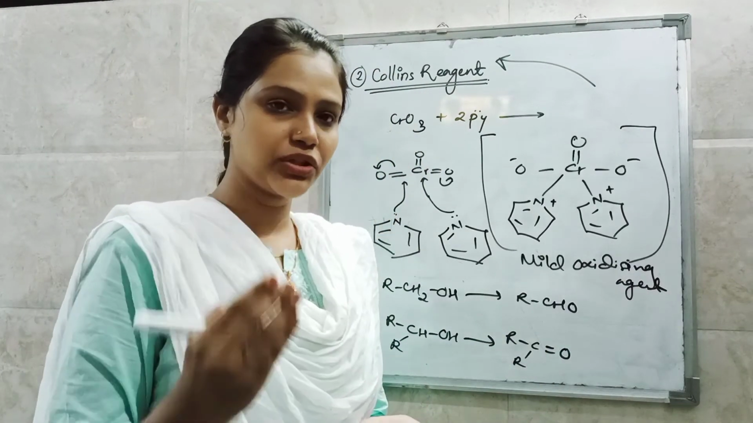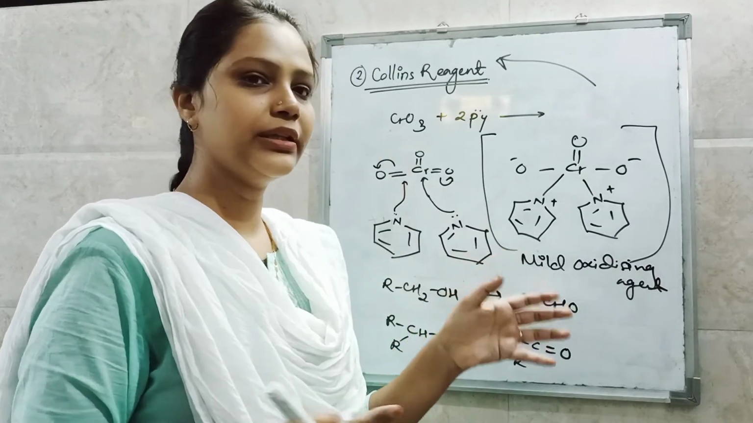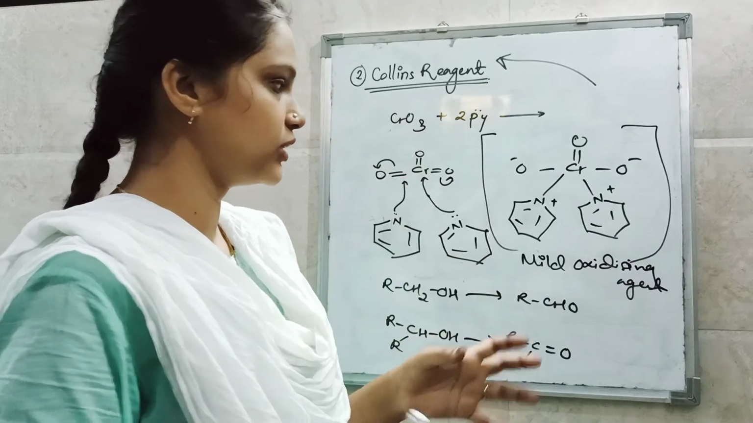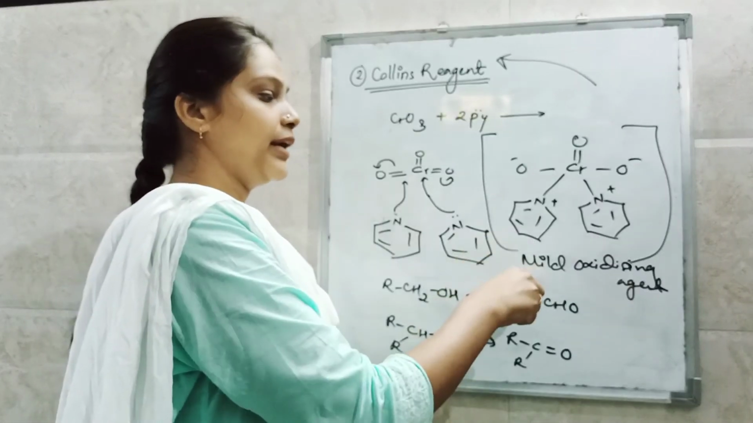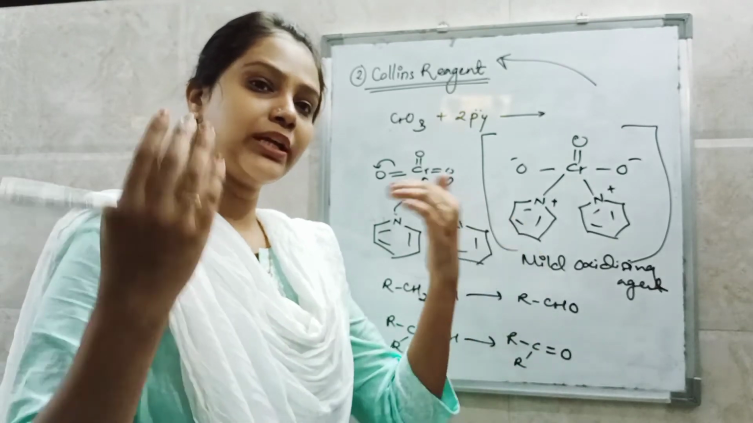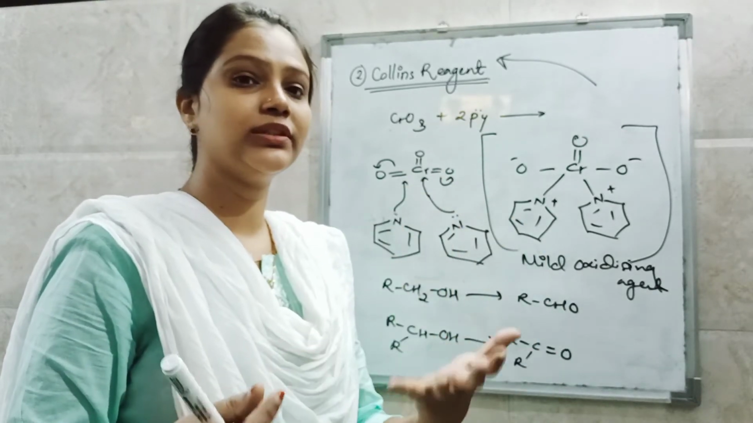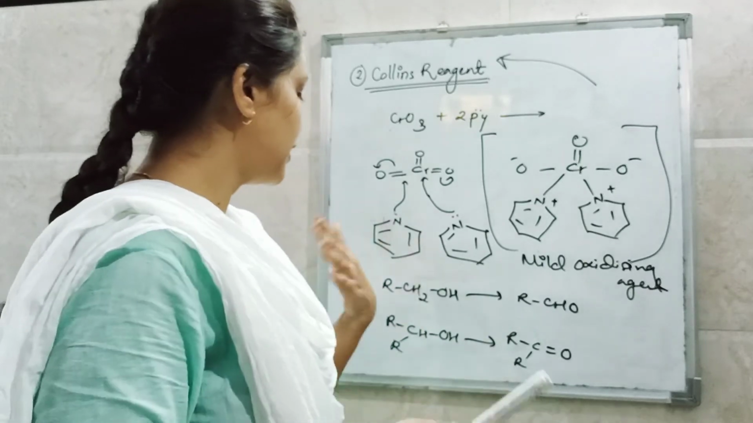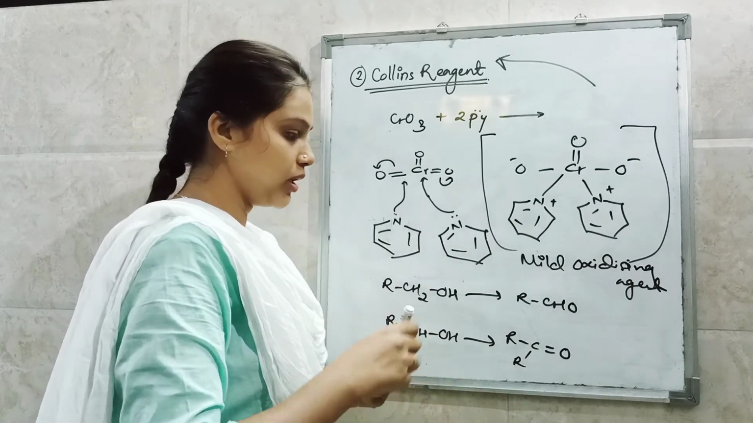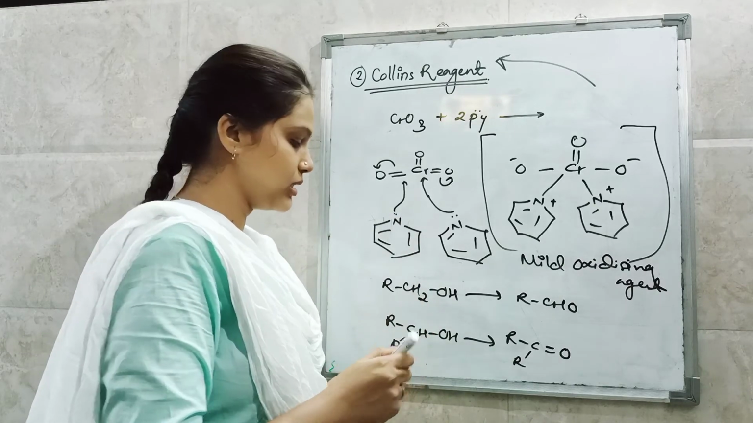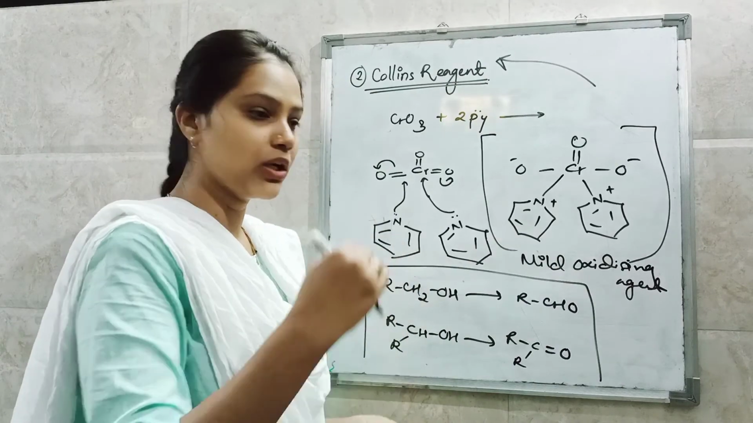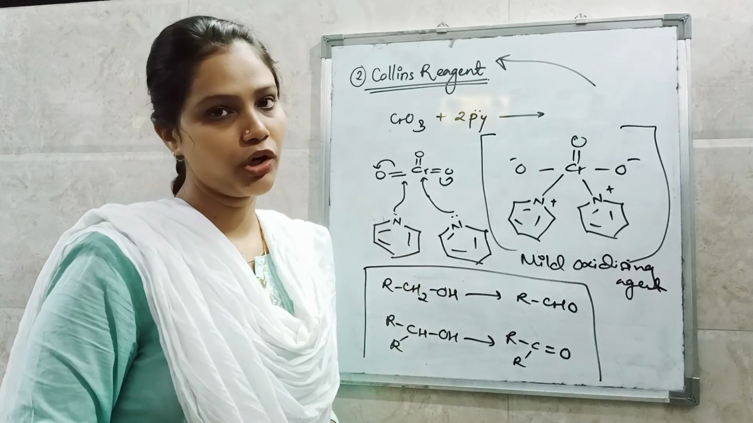Collins reagent is a mixture of chromium trioxide and pyridine. These two combine and form a complex, and that complex is known as Collins reagent. It acts as a mild oxidizing agent, and as we are not using acid here, it is also used for molecules which are sensitive to acid. It will oxidize such types of alcohol also. What is the selectivity of Collins reagent? As it is selective and shows controlled oxidation, it will oxidize primary alcohol to aldehyde and secondary alcohol to ketone.